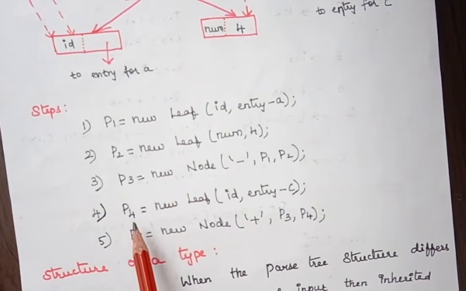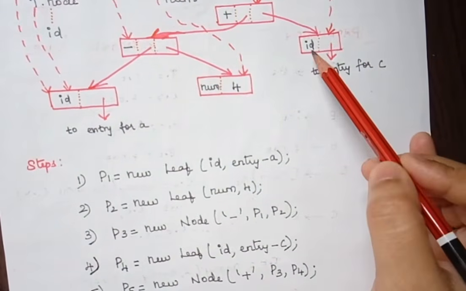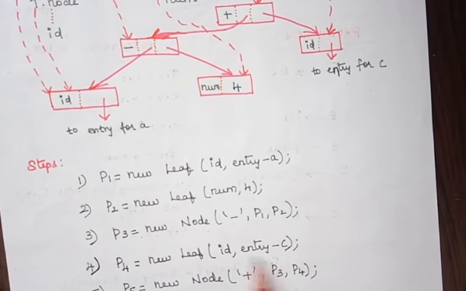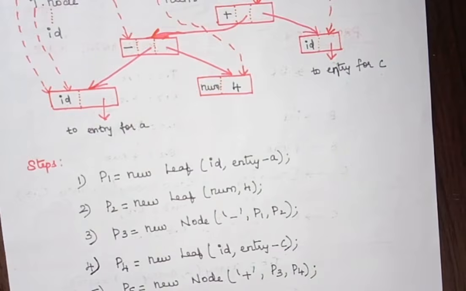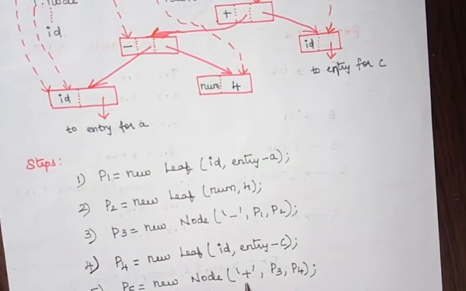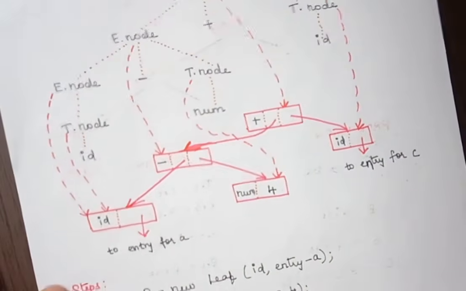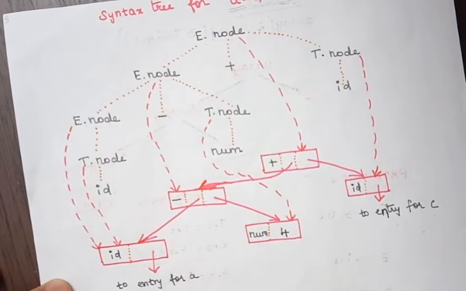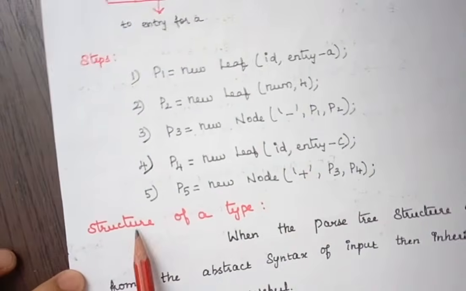And then P4, which is used to create a new leaf node. So here is a new leaf node that we created. This is P4, and this contains ID and entry for C. Then finally P5, and this P5 is for the intermediate node, which creates a new node with operator plus, and the left child is P3 and the right child is P4. So this is the first application of syntax directed translation, that is construction of syntax tree. And the next application is structure of a type.